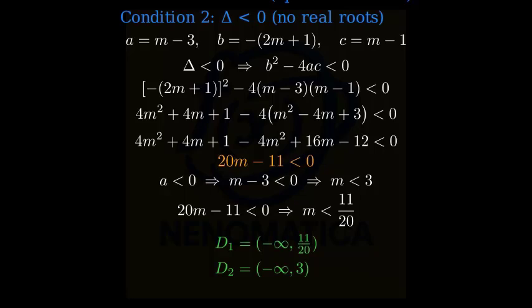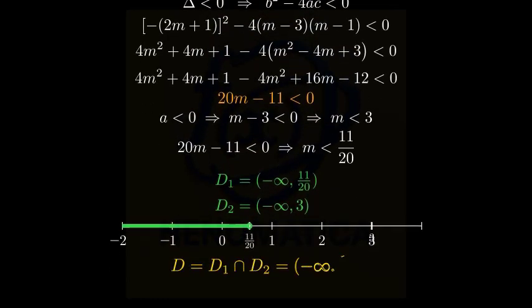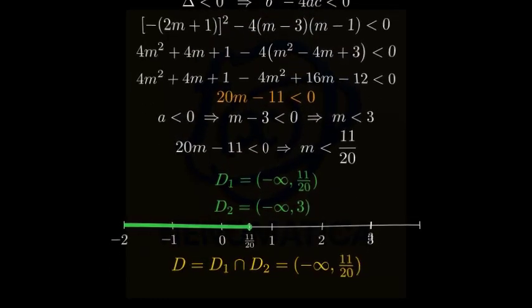To build intuition, let's test 2 sample values of m on the graph. The solution set is all m less than 11 over 20.